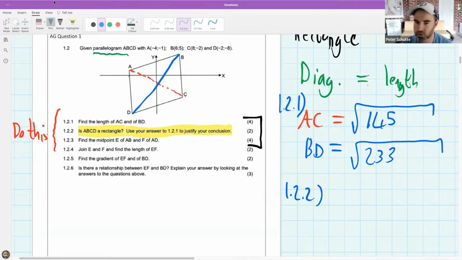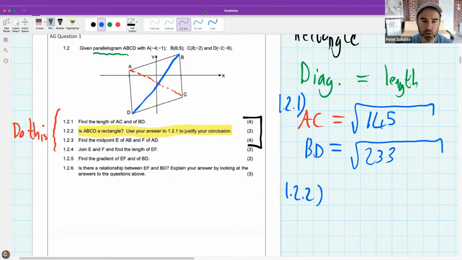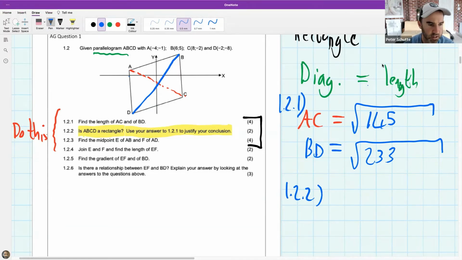Okay, guys, I'll put you on mute all if necessary. So just to remind everyone what we're doing, we're working on the first 3 questions. I'm going to hit mute all. And then I'd love for you to tell me if it's a rectangle or not. And then also I want you to put what are the midpoints for 1.2.3.